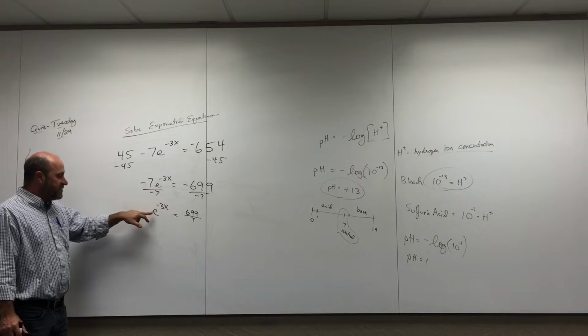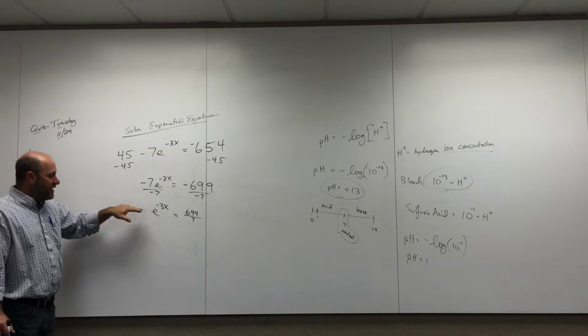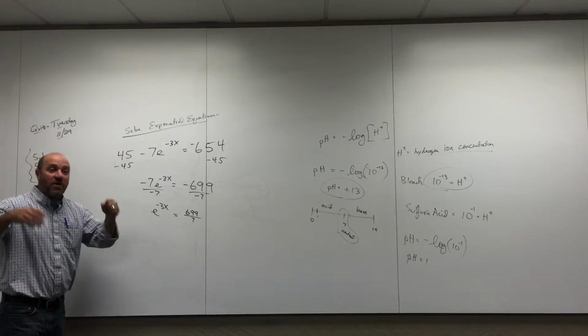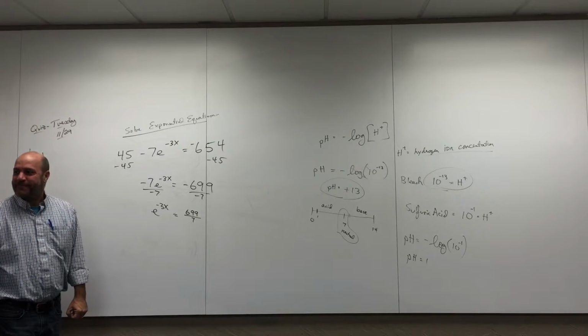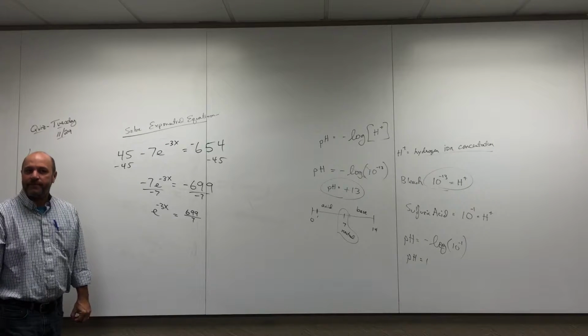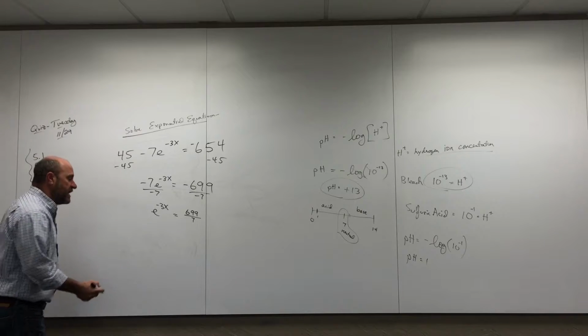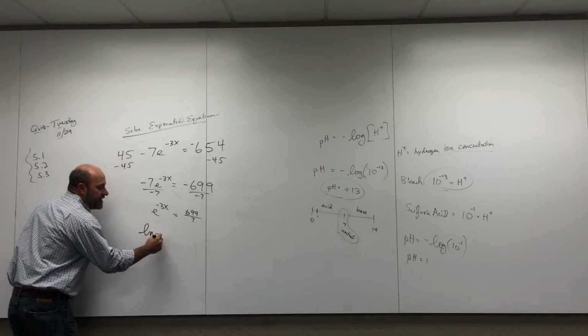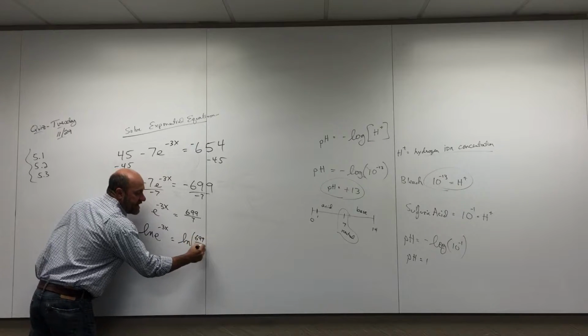I want to unexponentiate both sides of this equation somehow. I want to get rid of the e. I want to do the inverse of e. So what do I use? Natural logarithm. Yeah, a natural logarithm, ln. Good. So here we go. We take the ln of both sides. We take the ln of e to the negative 3x. We take the ln of 699 over 7.